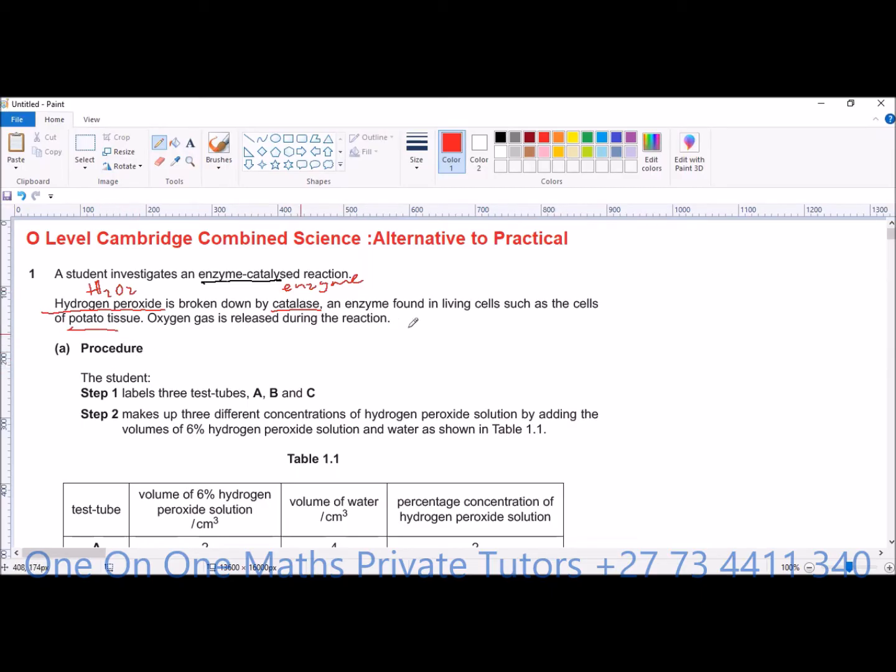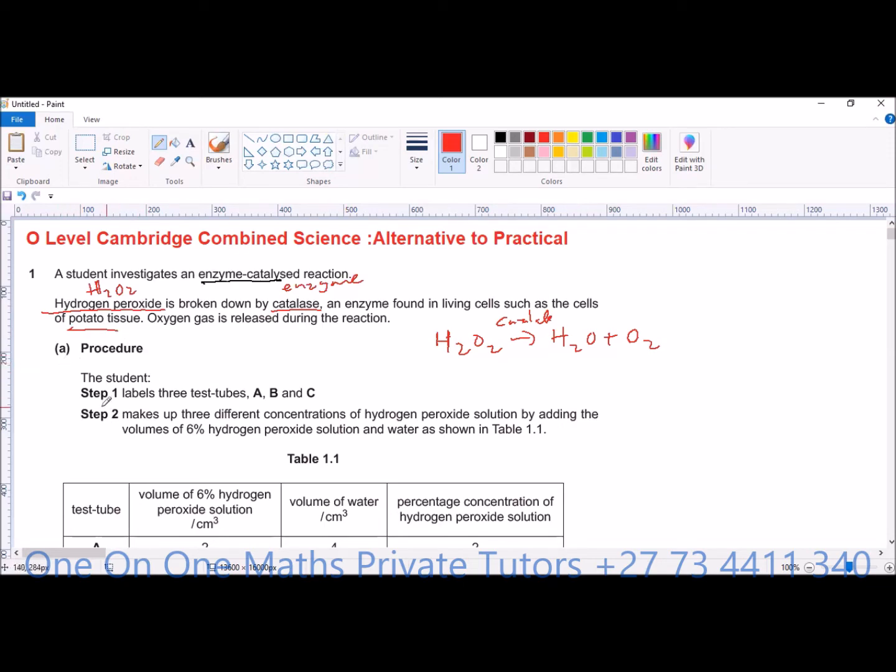Okay, so hydrogen peroxide is broken down to H2O plus O2. So the balancing equation you should know, but I'm sure it's not about this, but just to have the perspective to know what is happening. So the enzyme is catalase. In the presence of catalase, hydrogen peroxide is broken down to water and oxygen is released.